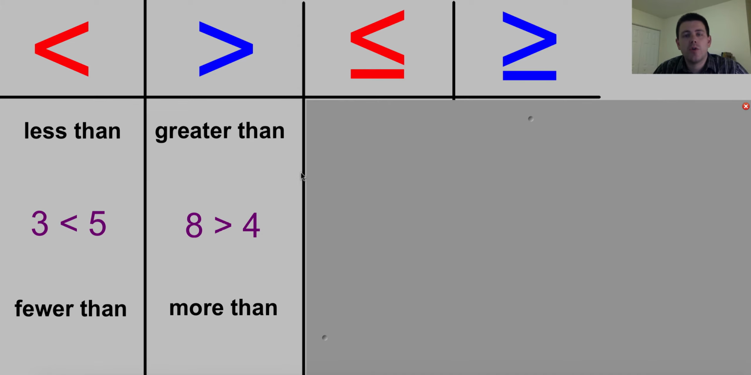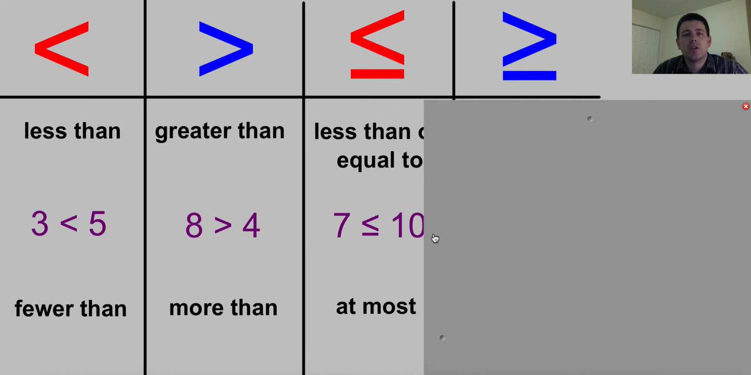Now we have two more versions. You'll notice it's the same symbols, but now it has a little bit of line underneath of it. Basically, this is a combination of both our inequality and an equal sign being put together. So this first one is called less than or equal to. So now we're okay with it being two different things. We're okay with the number being smaller than our number, or we're also okay with the number being exactly the same as our number. So we would read this one as 7 is less than or equal to 10. Well, that's true. It just has to meet one of those two criteria.